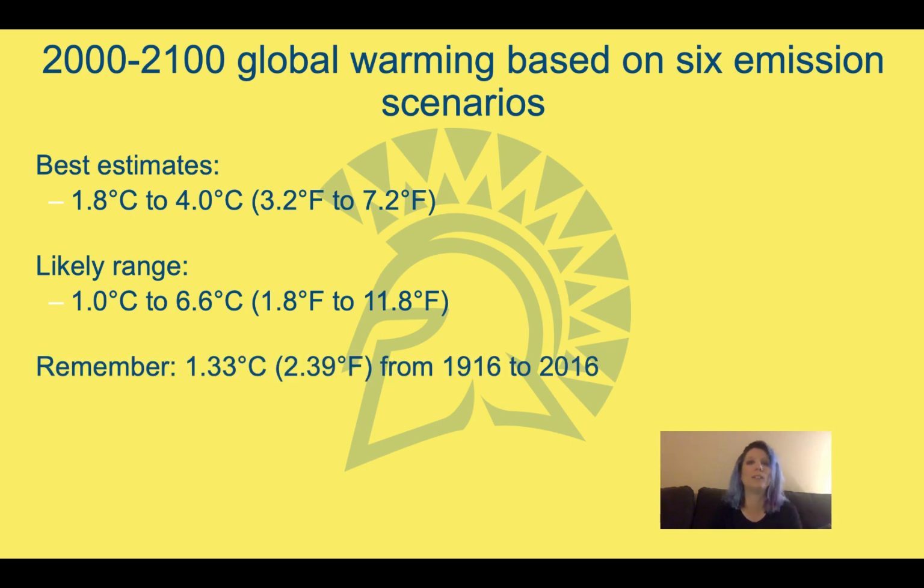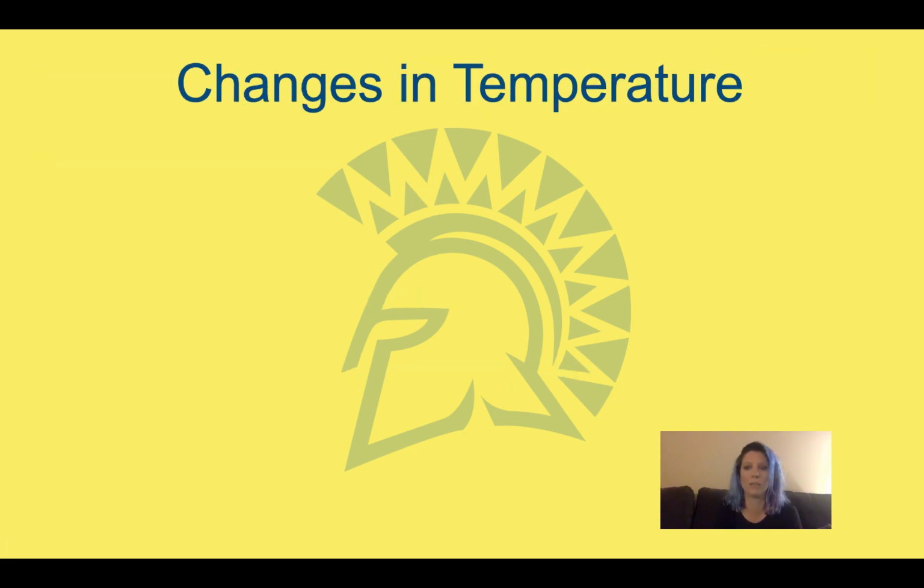In 2000 to 2100, global warming based on 6 emission scenarios. Best estimates are going to be 3.2 to 7.2 degrees Fahrenheit, with the likely range being 1.8 to 11.8. Now remember, we saw a 2.39 degree Fahrenheit rise from 1960 to 2016. So in 100 years, we saw 2 degrees, 2.3 degrees, or 2.4. But our best estimates are saying that they're going to at least be 3.2, likely between 1.8 and 11.8. So if we don't change things, it's kind of looking like we're going to get a lot warmer.